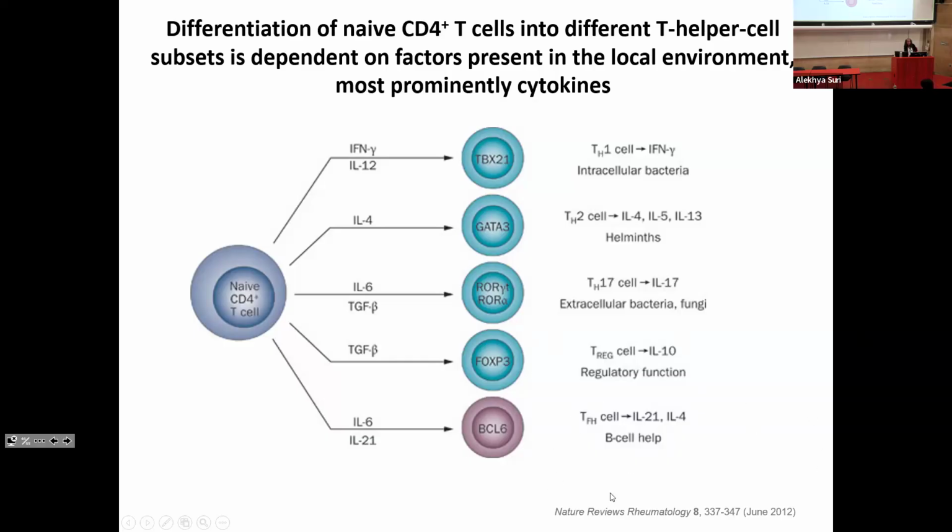T follicular cells are important to help B cells to make antibodies, and Tregs, as I said earlier, really regulate or control all these other subsets.